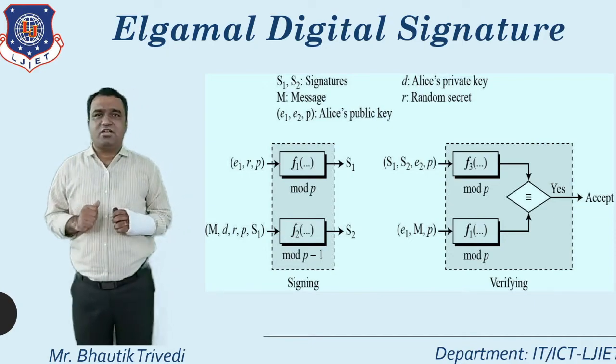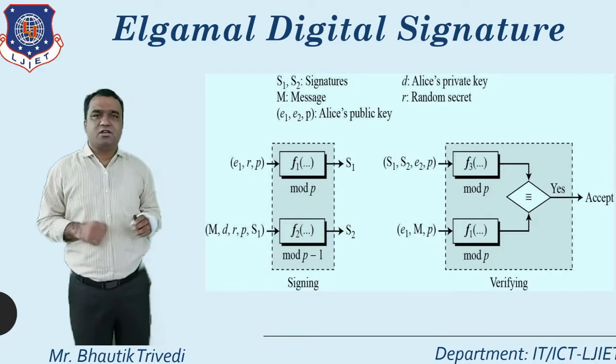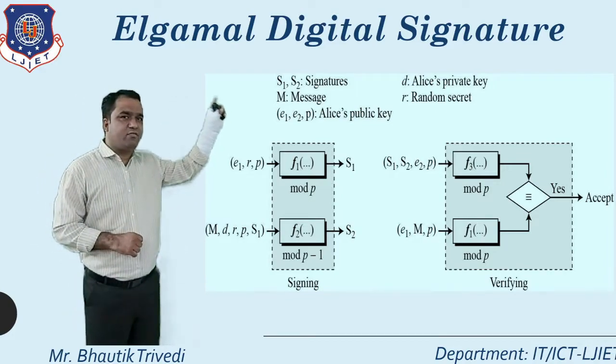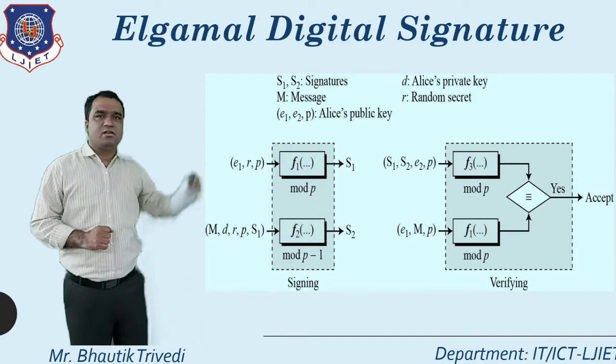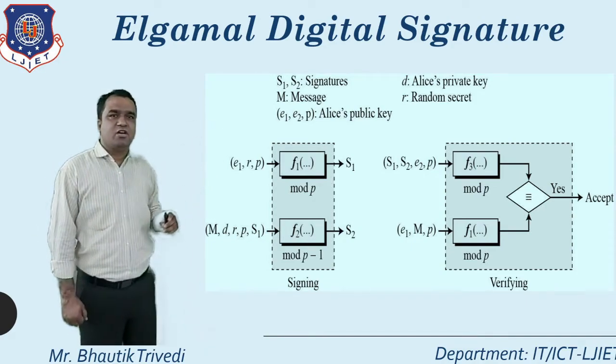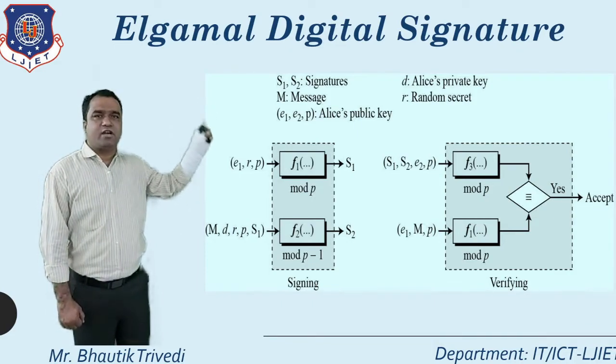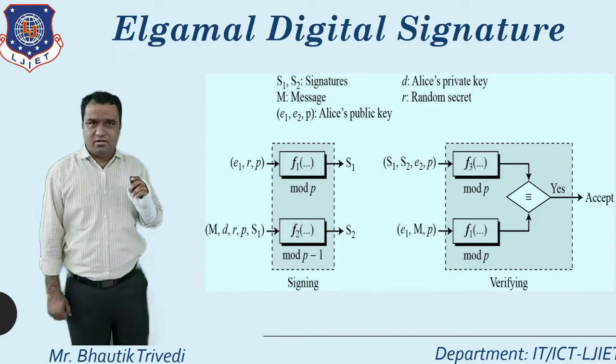Remember one thing: in ElGamal digital signature, there are 5 important parameters. Again I repeat the names. First, the signature. Second, the message. Third, the public key. Fourth, the private key. And fifth, the random secret, or random value, or random number.